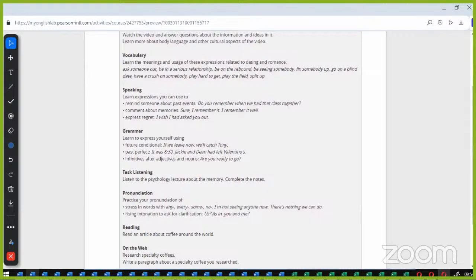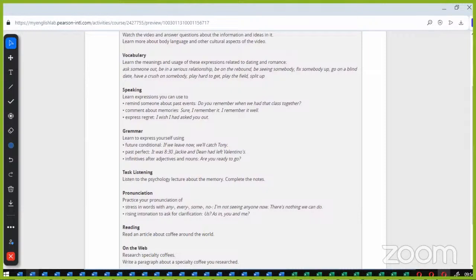Listen to the psychology lecture about the memory. Complete the notes. Pronunciation. Practice your pronunciation of stress in words with any, every, some, no. I'm not seeing anyone now. There's nothing we can do. Raising intonation to ask for clarification. Us, as in you and me.